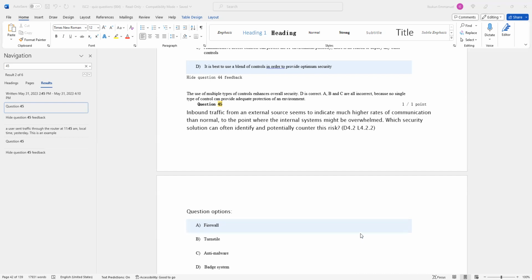So for this question, it's asking which security solution can identify traffic that is coming in at a higher rate than usual, and which solution can actually counter the risk as well. It's a firewall because you can use it to identify which port the traffic is coming in on, and then you can also use it to block the port as well. That's why firewall is the answer there.